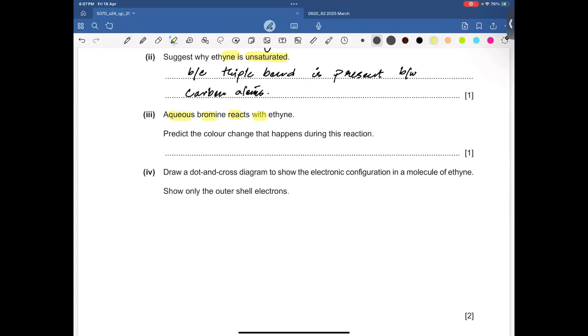Aqueous bromine reacts with ethyne. Predict the color change that happens during this reaction. Since aqueous bromine has a red-brown color, also called orange color, when it is involved in the reaction with ethyne, obviously that color becomes colorless. So in other words, I can say orange to colorless.